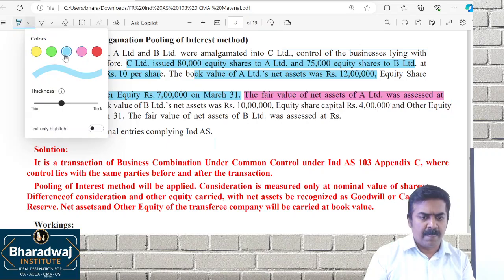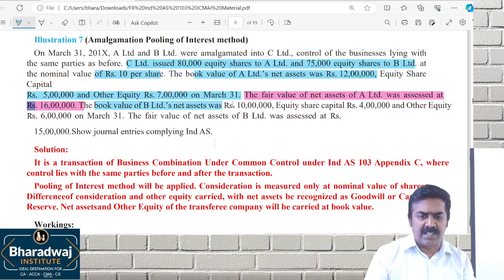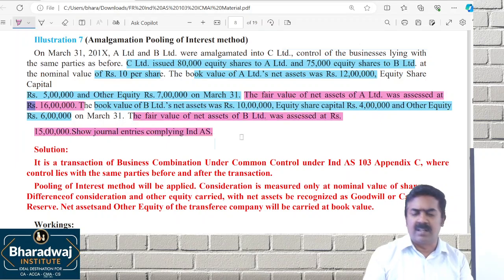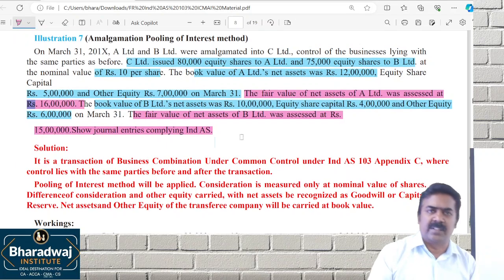What is the next one? Book value of B Limited's net assets is 10 lakh. Equity share capital is 4 lakh. Other equity is how much? 6 lakhs is given. What is the next one given? Fair value of net assets is given at what? 15 lakhs. That doesn't matter for us.